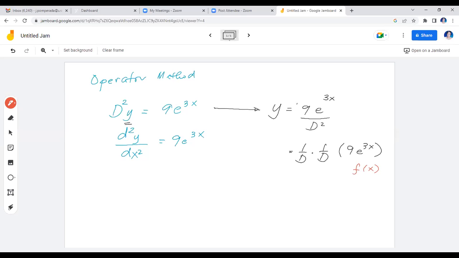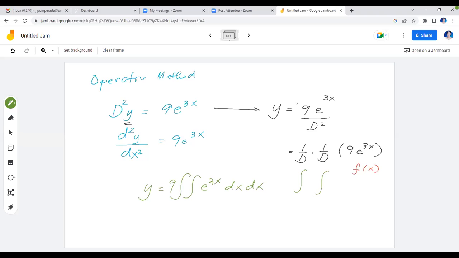So what will happen now? How will it look now? So I'll write it here. y then is equal to the double integral. I'll place the 9 here. e raised to 3x dx dx. I get rid of the 1 over D because the treatment of this is one integral. The other one is another integral. Of what? Of the function that appears after it.